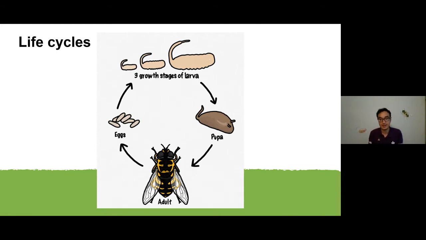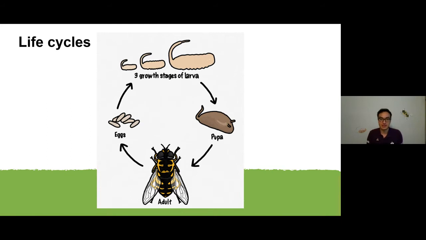And inside that shell, the body will go through a complete metamorphosis and turn into an adult. And then the pupal case will split open and the adult will crawl out and emerge.